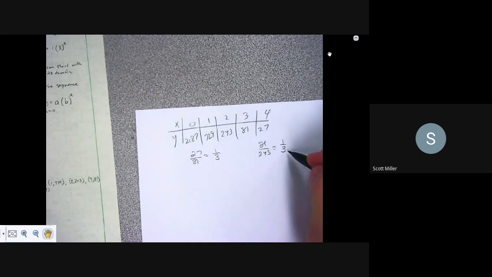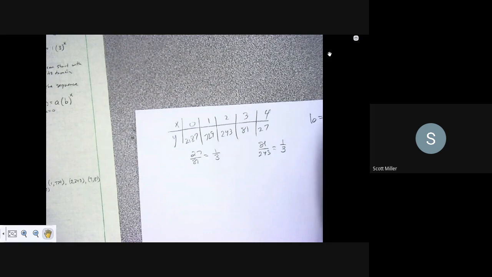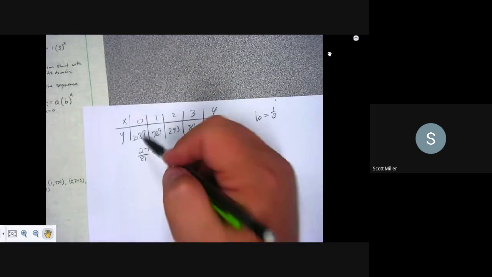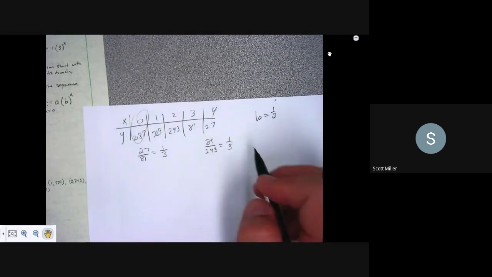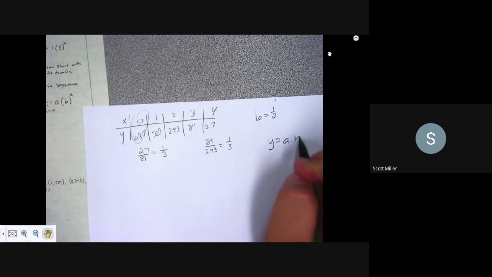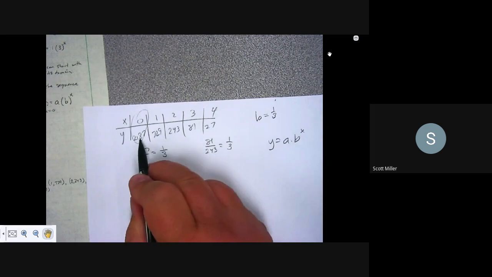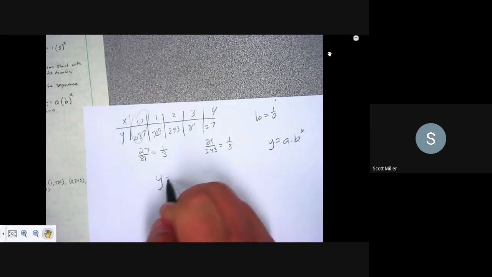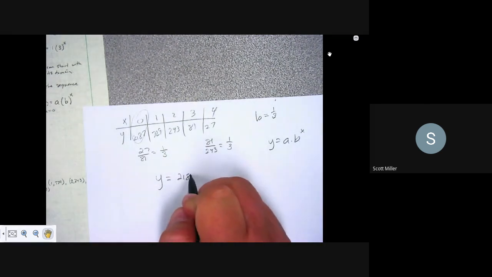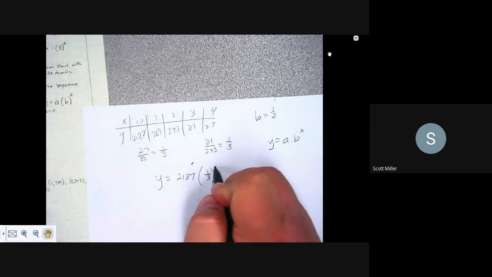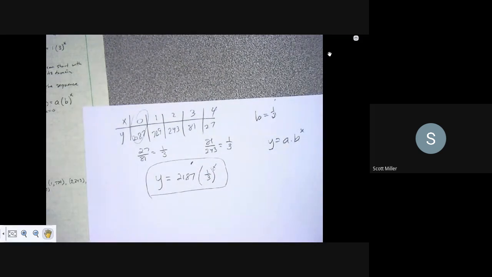So once I have that, I can take the common ratio b. That's my base number. And this is my start number. So I just need to put it into that format, which is y equals a times b to the x. Plug in this number as a, that number as b, and we get the equation for this table as 2187 times 1/3 to the x. And that's how that works. So that's how you can find an exponential function from a table, provided you have a start value and the common ratio.